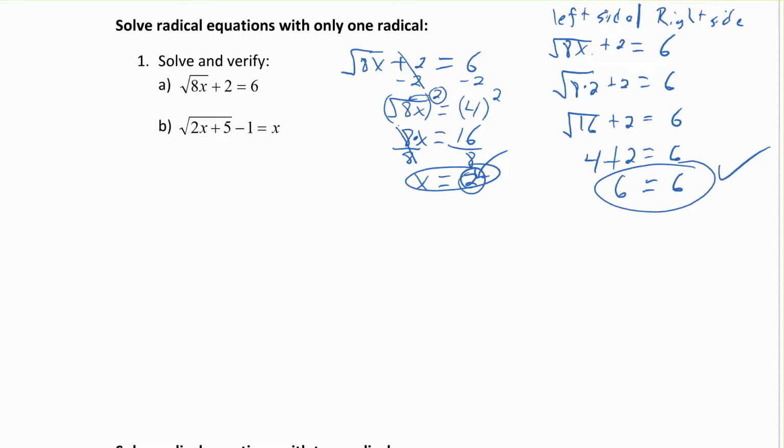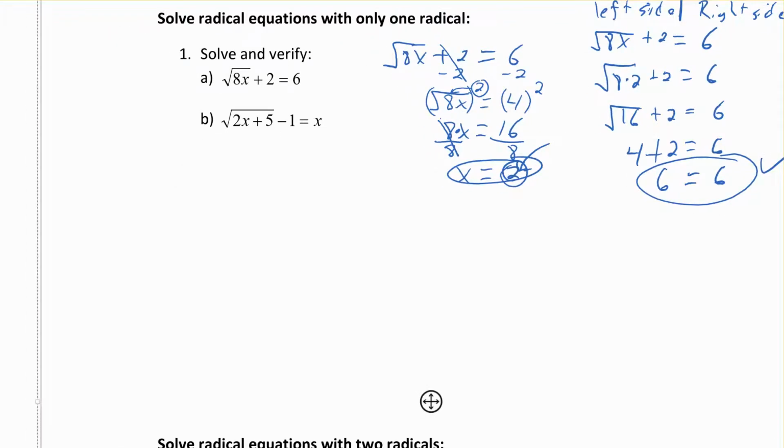All right, so let's do the second one. I just want to go through a bunch of these. So this next one, I'll do over here. Square root of 2x plus 5 is equal to x.